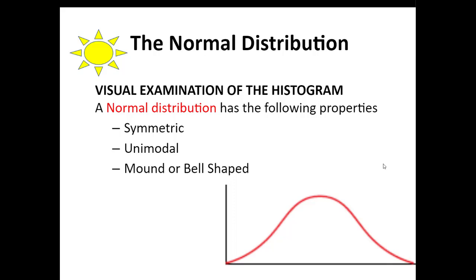The normal distribution will be symmetric. Okay, so it'll be the same on both sides. In this situation here, this tail is about the same length as this tail. It's unimodal. Most of the data is right in through here. We have one mound, so most of the data is in through here. And it's got an overall look of a bell-shaped curve. Okay, that's why the normal distribution is sometimes just called the bell curve.